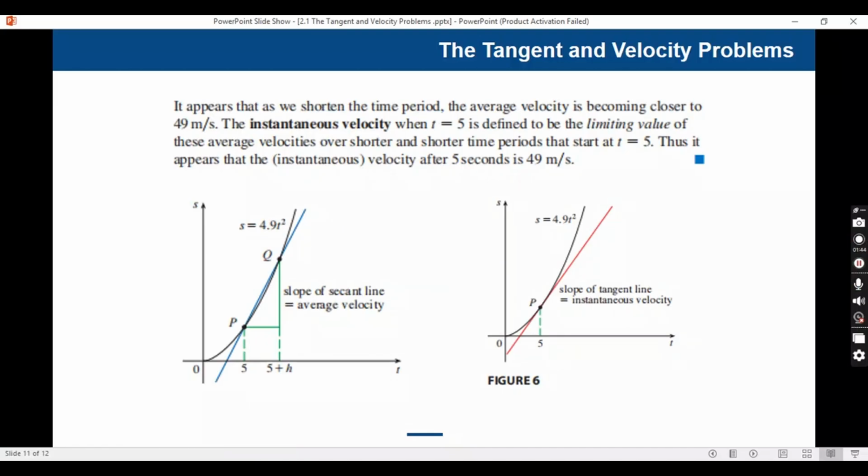So it says it appears that as we shorten the time period, the average velocity is becoming closer to 49 meters per second. The instantaneous velocity when t is equal to 5 is defined to be the limiting value of these average velocities.